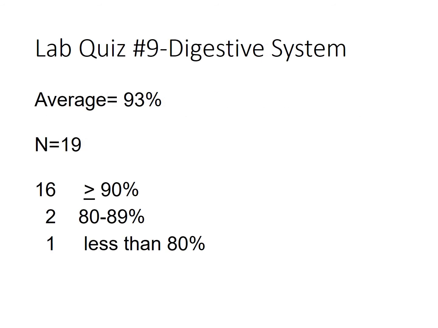The results of your lab quiz on the digestive system were excellent. The average was 93%. Of the 19 students who took the quiz, 16 scored 90% or greater, 2 scored 80 to 89%, and only 1 less than 80%. So I was quite impressed by your performance on the lab quiz.